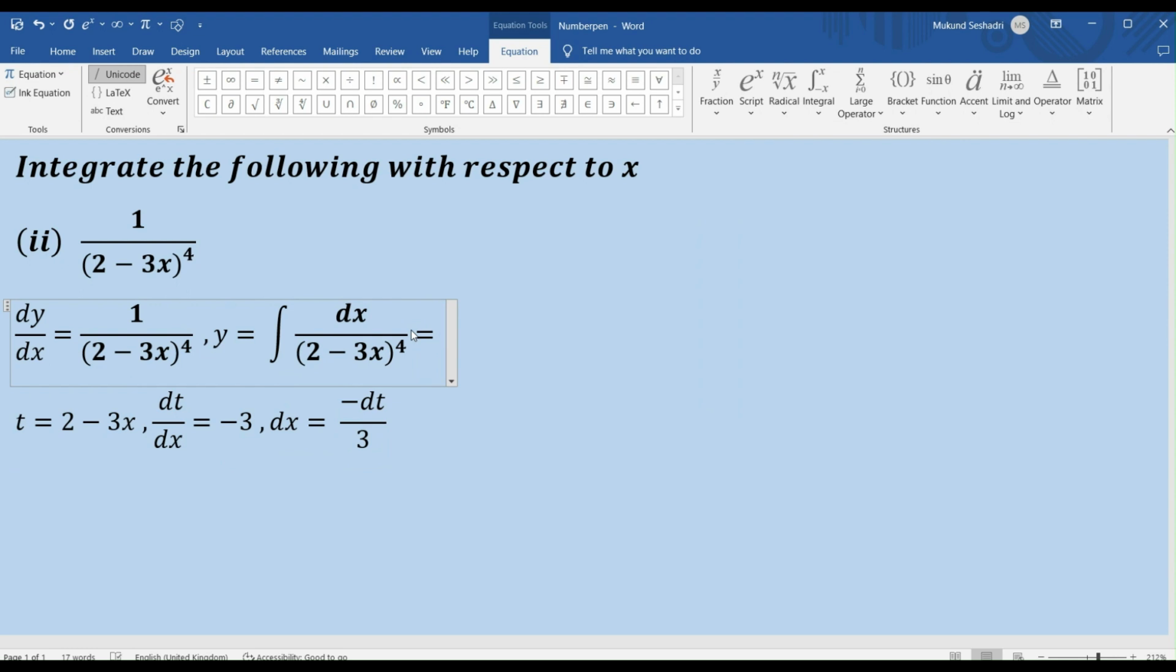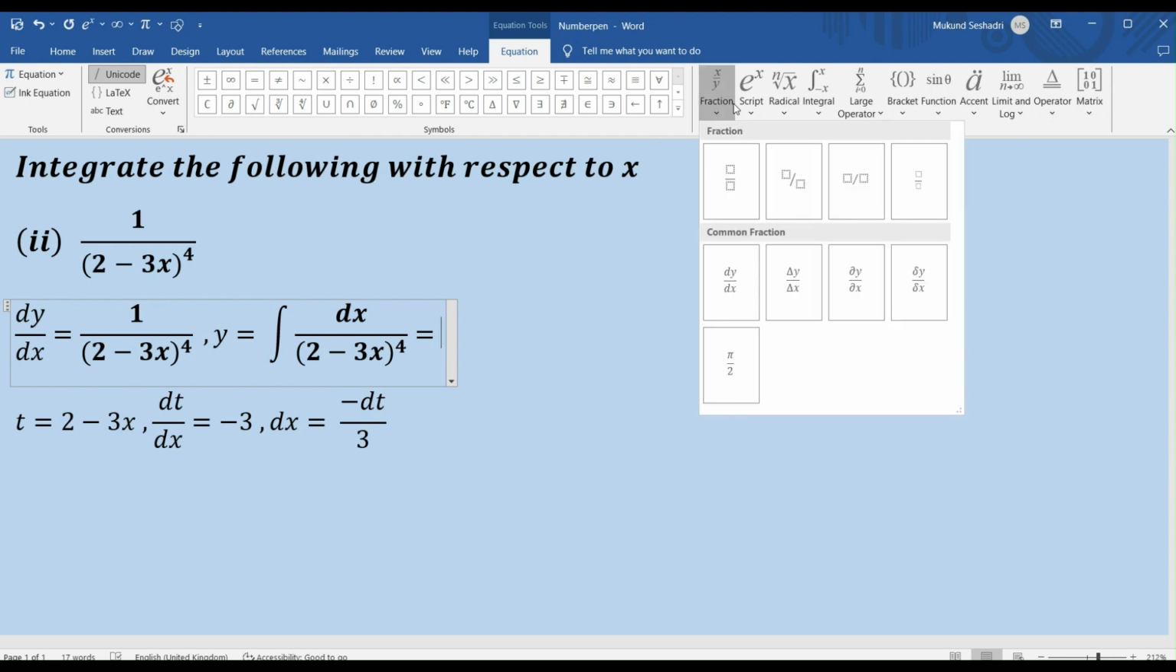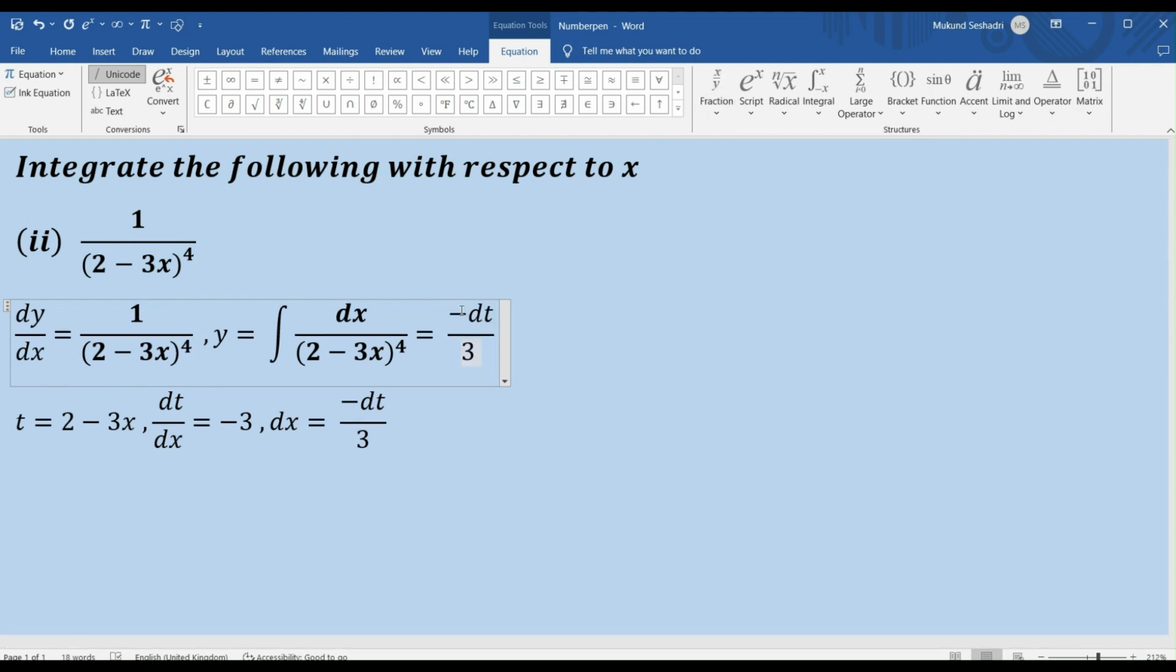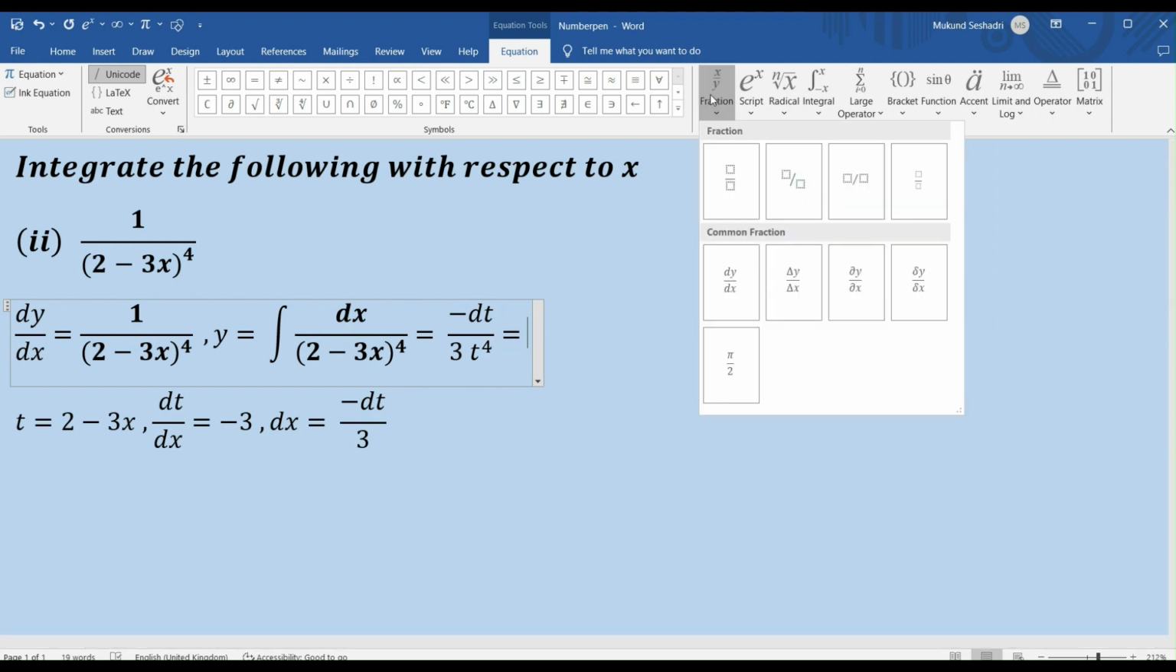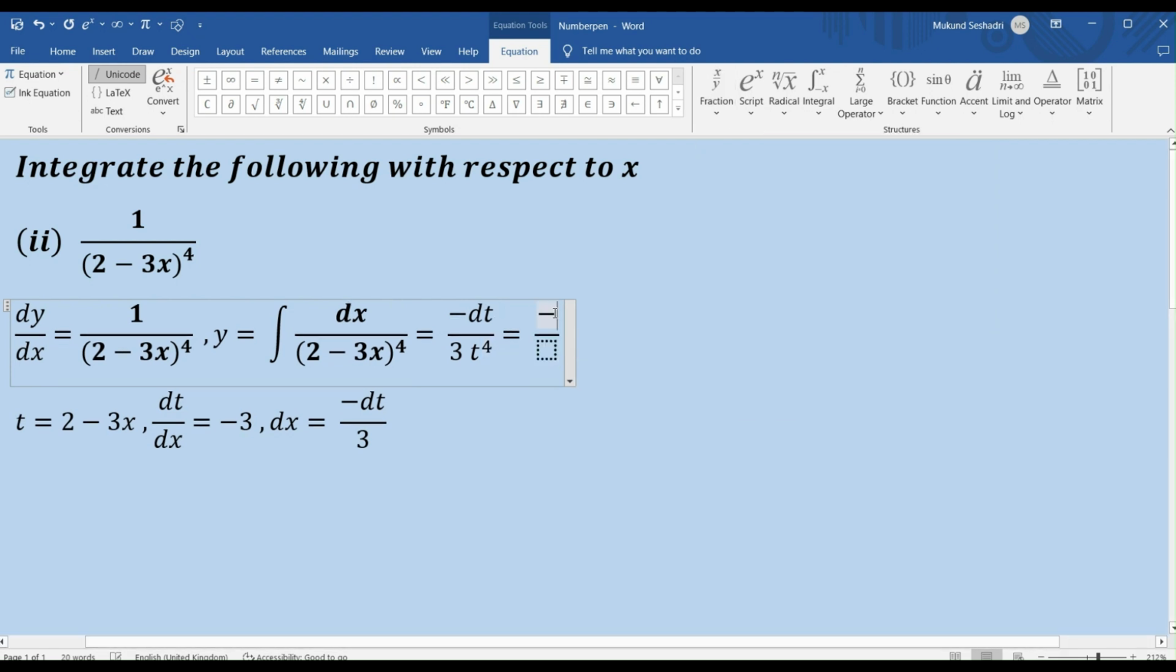So this is what we have, and I know that my dx from below is minus dt by 3, right? So let me write that first. Then I have my (2 minus 3x) the whole power 4 is nothing but t to the power 4 because I've just made the substitution for it. So this is what I have. I've got minus 1 by 3 times t to the power minus 4 dt, right? That's how I write this.